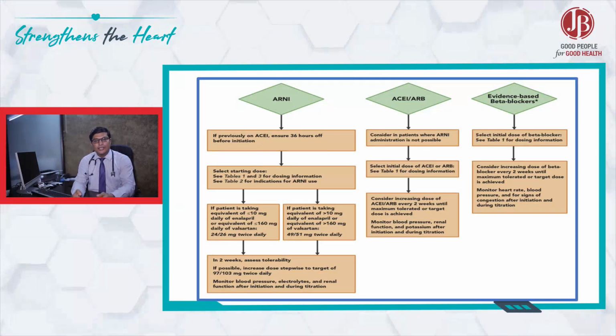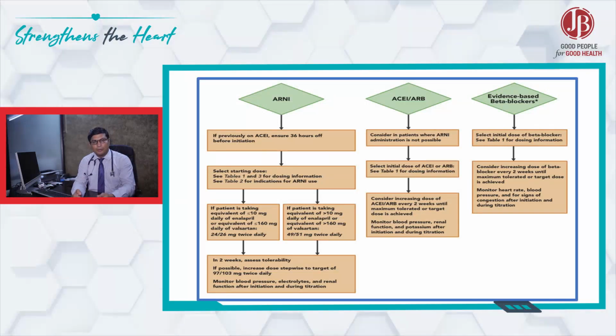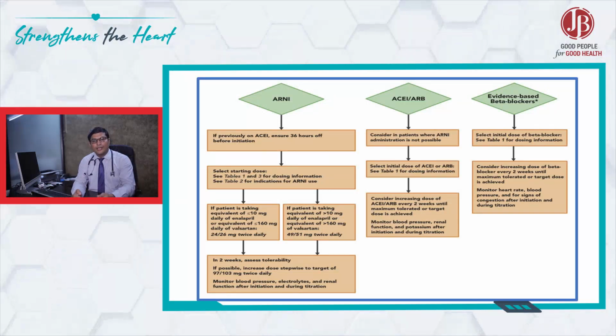Otherwise, if the patient is de novo, not on ACE inhibitors, and if the kidney functions are fine, we start the molecule at a dose of 50 milligram twice a day with regular blood pressure monitoring, and every 2 weeks we increase the dose of the ARNI from 50 milligram twice a day to 100 milligram twice a day, and then 200 milligram twice a day.